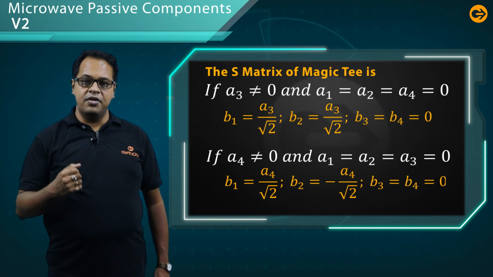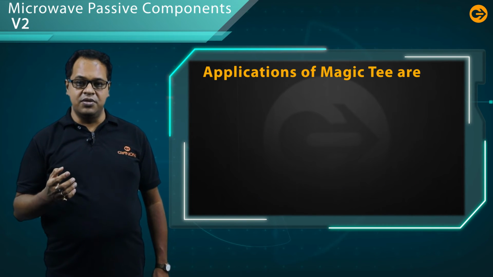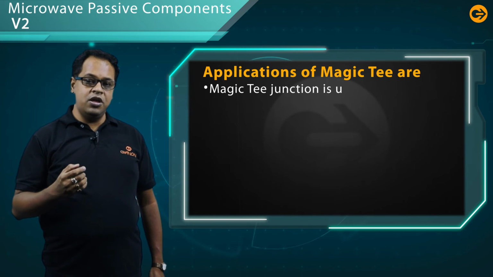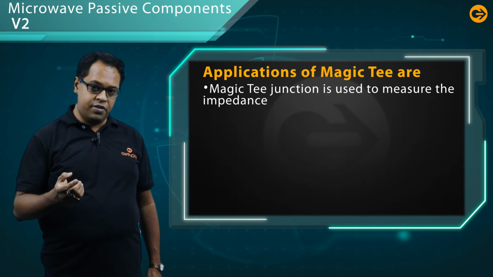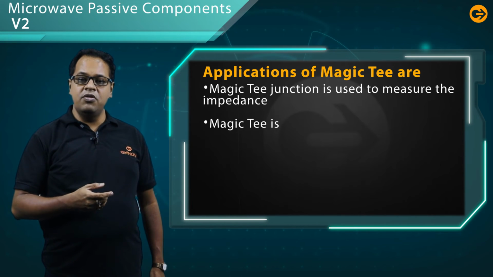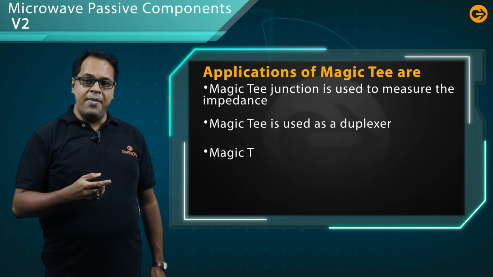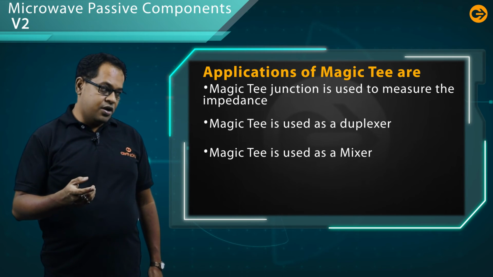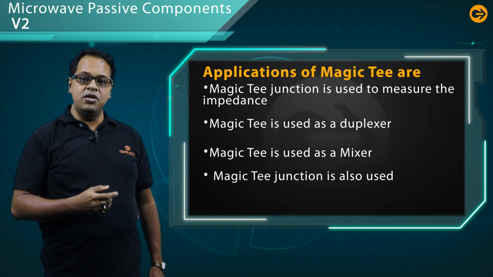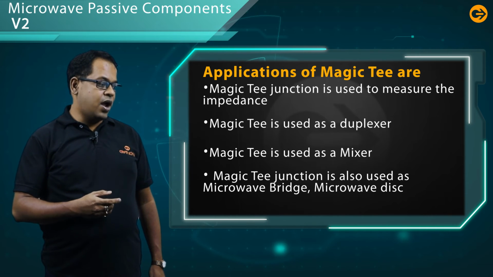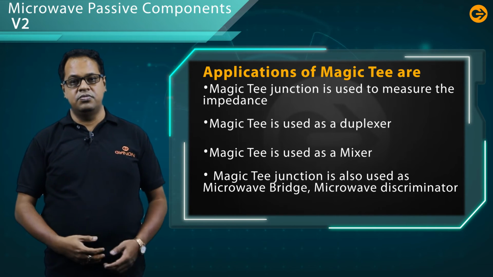Now let us discuss the application of the Magic T. Magic T can be used to measure impedance. Magic T can be used in duplexer. Magic T can be used as a mixer. Magic T can be used in microwave bridge, in microwave discrimination.